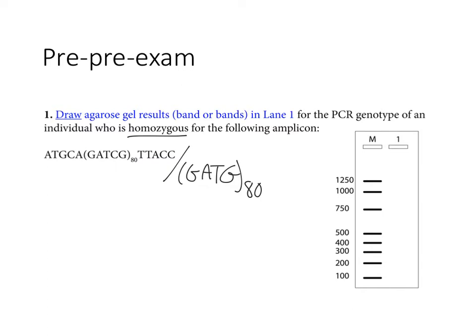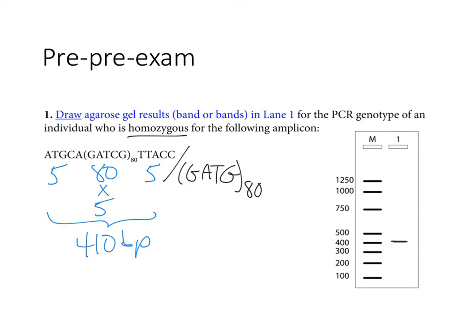So how big is this piece of DNA? What's the size of this piece of DNA? Physical size, number of nucleotides. So we've got, let's see, 5 nucleotides on either side of this repeat, and then 80 repeats of 5. So 410. So that should be a single band on this gel just above the 400 base pair ladder band.